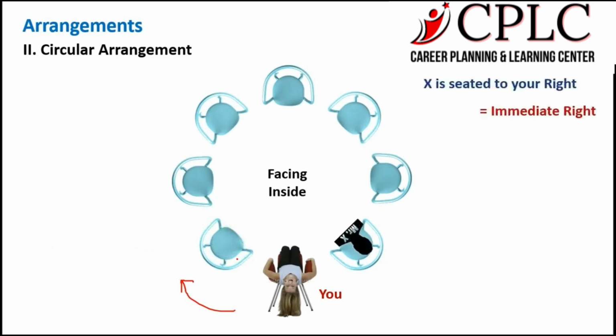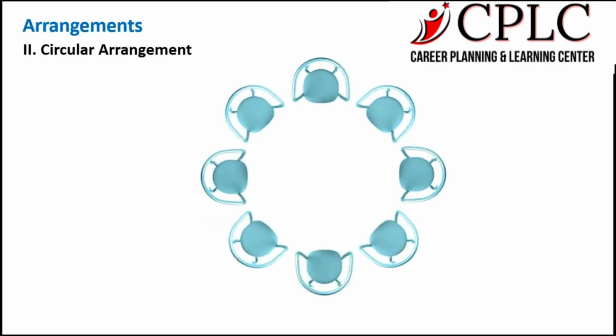Same goes for the right side as well. X is seated to your right, only for circular arrangement it has to be on the immediate right. The other part, which is marking the position, which is two places to the left and all of that, will remain the same as it was for the linear arrangement. So no change whatsoever for that.